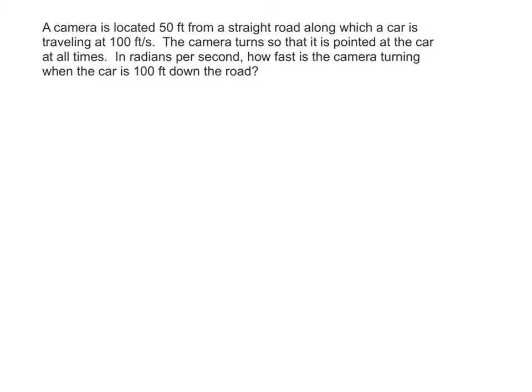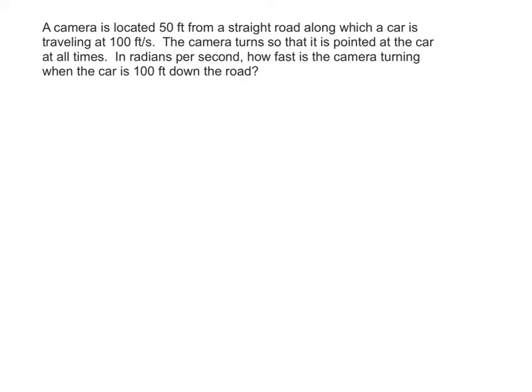All right, we're going to talk about the concept of related rates. We're going to start with an example so we can see how this fits. A camera is located 50 feet from a straight road along which a car is traveling at 100 feet per second. The camera turns so that it is pointed at the car at all times. In radians per second, how fast is the camera turning when the car is 100 feet down the road?